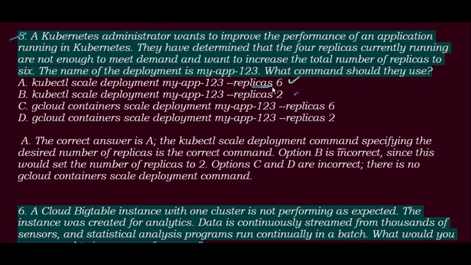Now just look at option C and option D. They both are incorrect because there is no gcloud containers scale deployment command. In option C and option D, if you look carefully, both mention the gcloud containers scale deployment command. Okay, that's why they both are discarded. So the best answer here is option A, kubectl scale deployment myapp-123 --replicas=6.